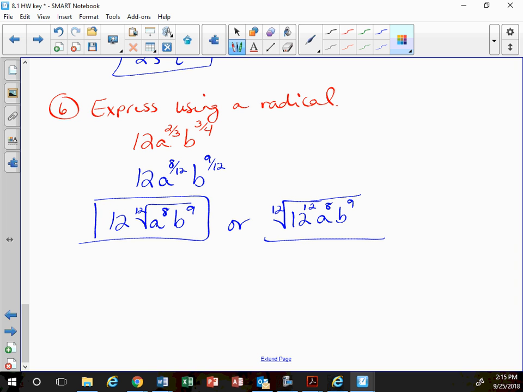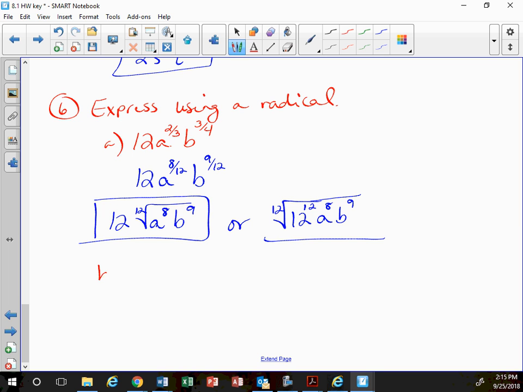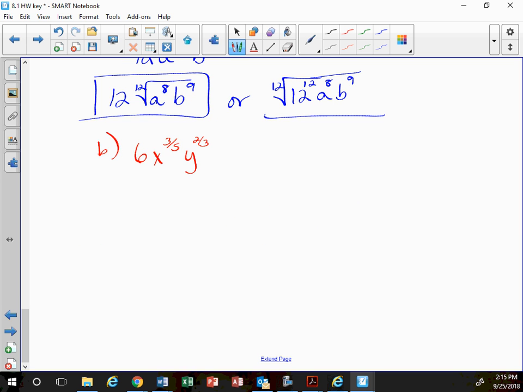Want to do one more of those? Okay, so we'll call this one A. Let's do 6x to the 3/5, y to the 2/3. Try that. 3/5 and 2/3. Let's see how you do.